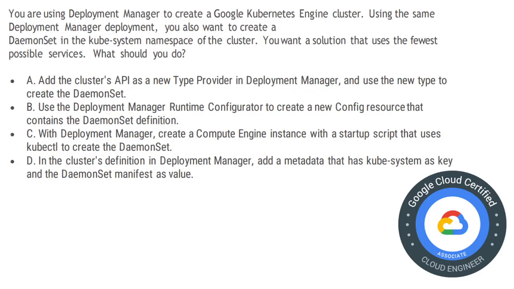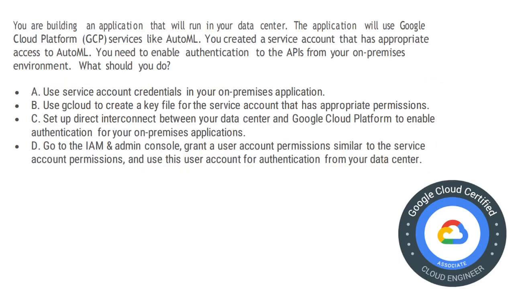You are using Deployment Manager to create a Google Kubernetes Engine cluster. Using the same Deployment Manager deployment, you want to create a DaemonSet in the kube-system namespace of the cluster. You want a solution that uses the fewest possible services. What should you do? So the correct answer for this question is option A, that is you have to add the cluster APIs as a new type provider in Deployment Manager and use the new type to create the DaemonSet. Moving on to the next question.